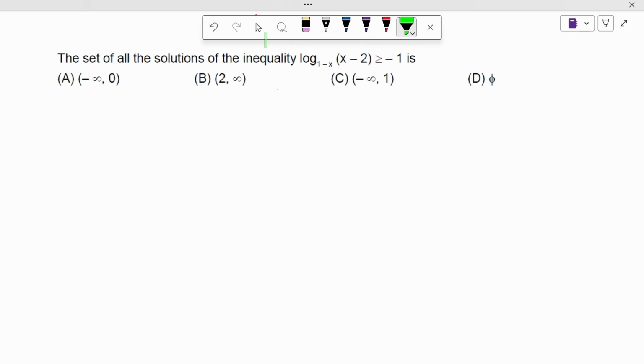The set of all solutions of the inequality log. So there is an inequality given. We need to solve the inequality. Basically, we need to find the value of x.